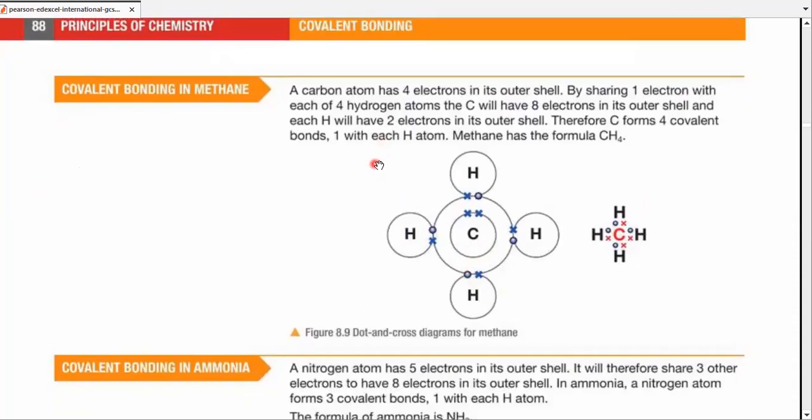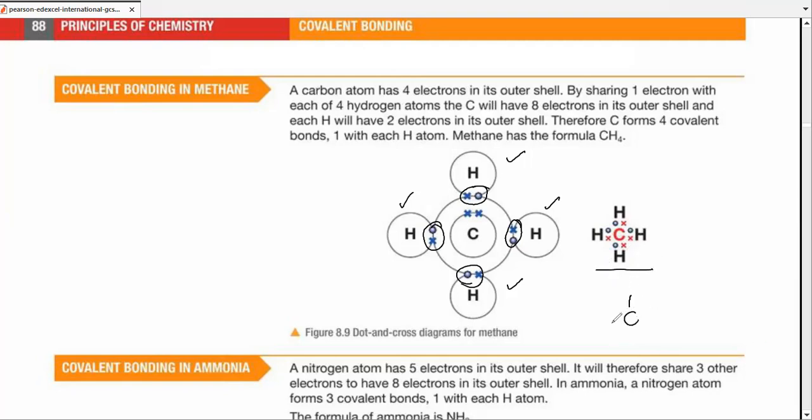Carbon has 4 electrons in its outermost shell. In order to go for the octet rule, it requires 4 more electrons. So it shares it with 4 separate hydrogen atoms, as you can see over here, and a single bond with each of them would get the trick done. And hence, this is the structure of methane.